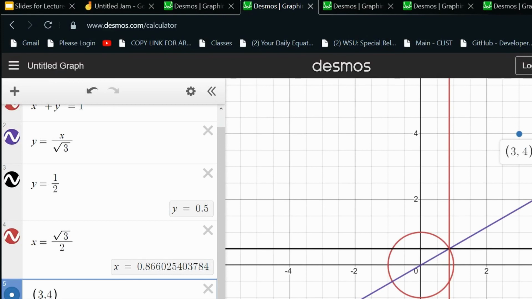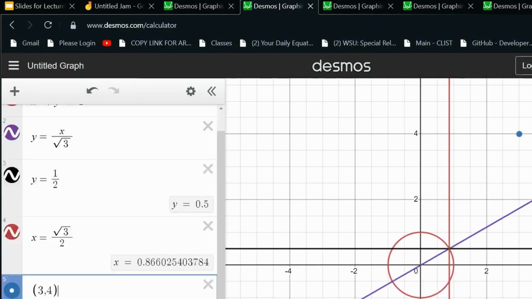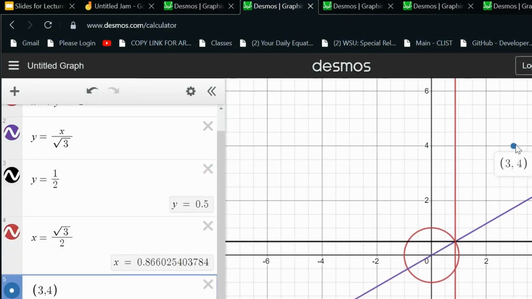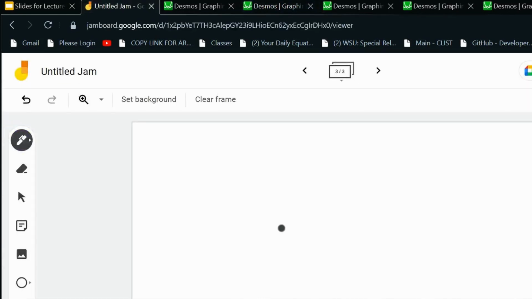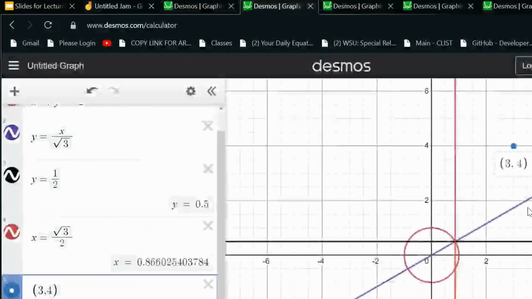Basically, the distance from origin will be 5, from the distance formula. It's basically the square root of (4 minus 0) squared plus (3 minus 0) squared. So that's how modulus is defined as well. So every property that we talked about, right? The modulus of z is the square root of the imaginary part squared plus the real part squared. It is basically its distance from origin.